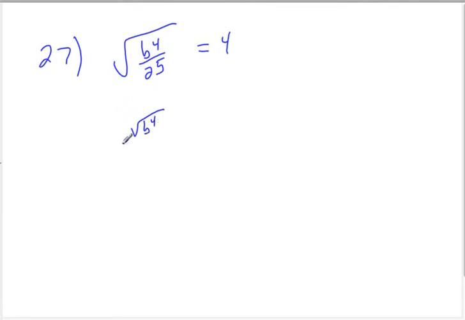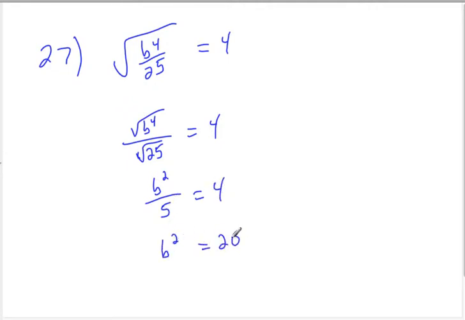All right, moving on. 27 right here. We've got the square root of b to the fourth over 25, all in the root, equals 4. So that's the same as writing the root of b to the fourth, divided by root 25, equals 4. So we could say that b squared over 5 equals 4, which means that b squared equals 20, because we just multiply both sides by 5.